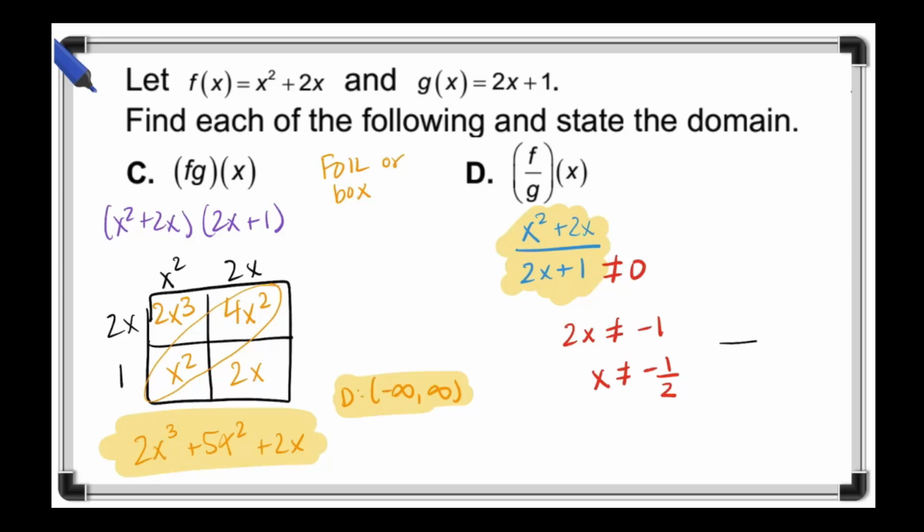Again, if you need to, draw yourself a number line. Here is negative 1/2, and x can be everything except for that. So we look at our domain. We're going to have negative infinity to negative 1/2, U for union, or, because we can't include that negative 1/2, going all the way to positive infinity.